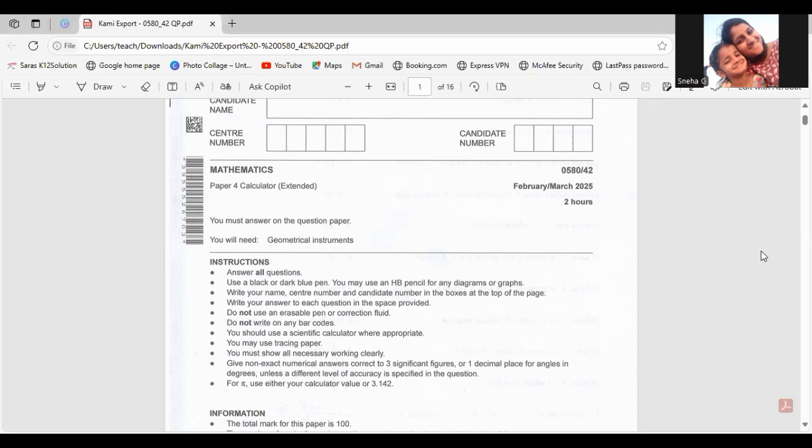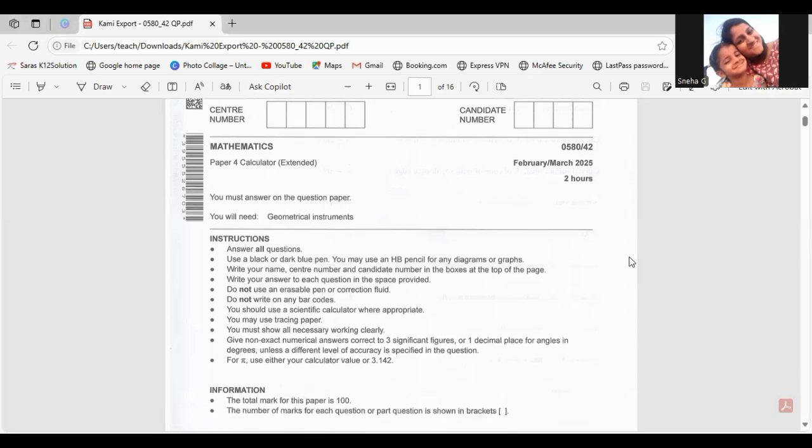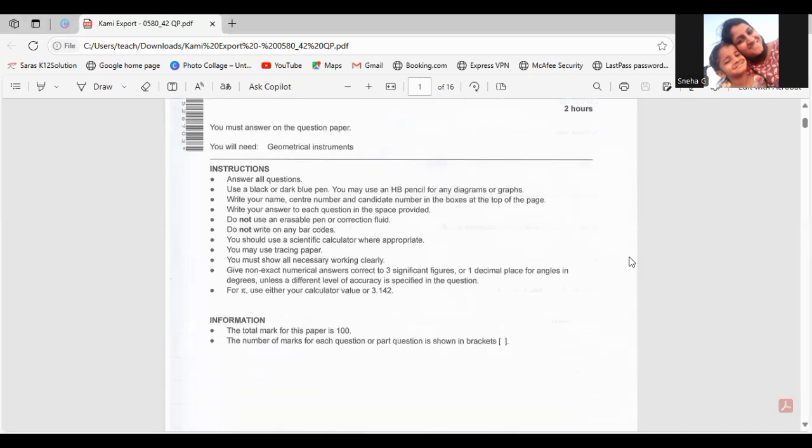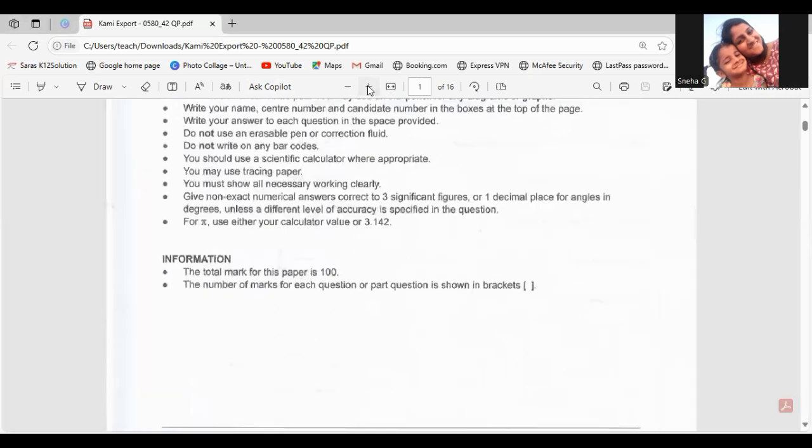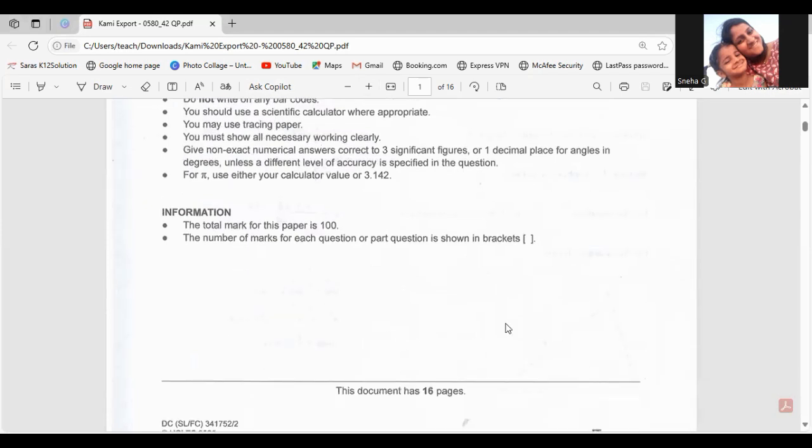In this video, we are going to solve IGCSE Extended Mathematics Paper 4, which was asked in the February-March 2025 session. It is a 100-mark paper and calculator use is allowed. I will scroll down through the paper and explain each and every question that was asked, and the steps to solve all those questions.